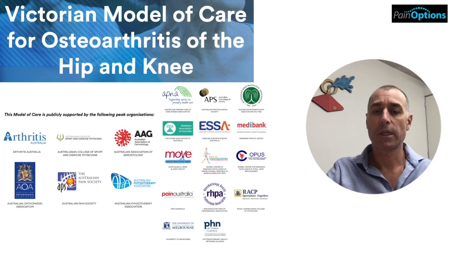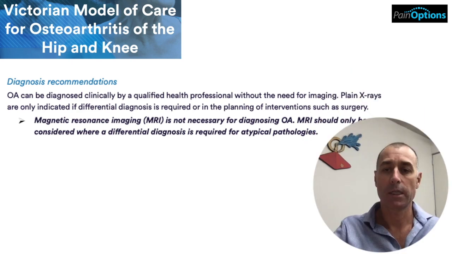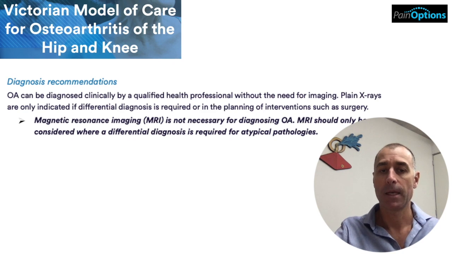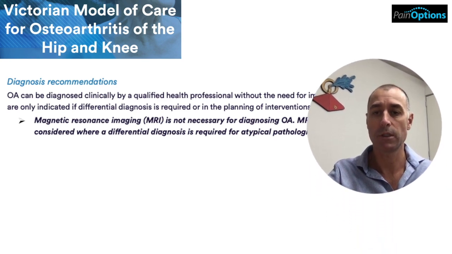The other guide, which was released in 2018, is the Victorian model of care. So this is more broadly saying how care should be delivered most effectively for people with osteoarthritis. Interestingly, this recommendation around diagnosis says that OA can be diagnosed clinically by a qualified health professional without the need for imaging. So plain X-rays are only indicated if differential diagnosis is required or if you're planning interventions such as surgery. And again, the MRI scan is not necessary for diagnosing OA, but again, it's for looking for more atypical or other pathologies.